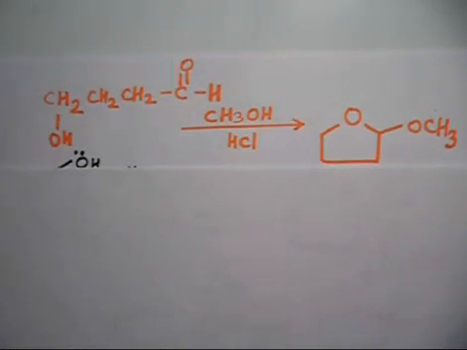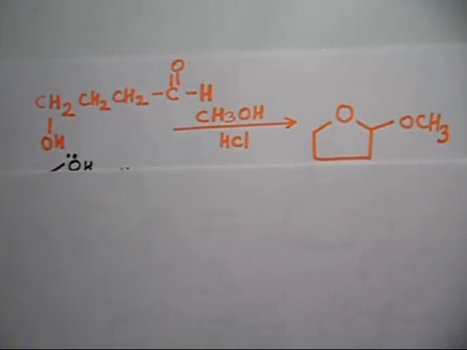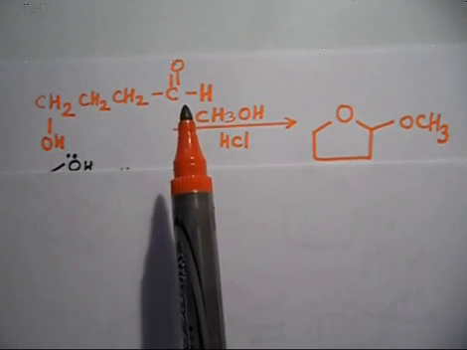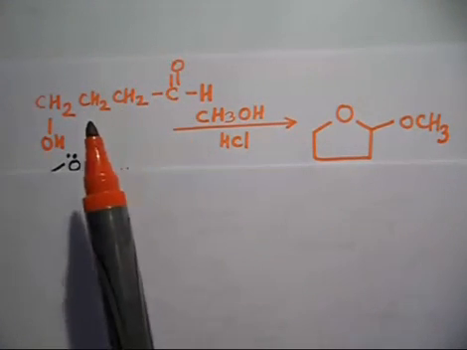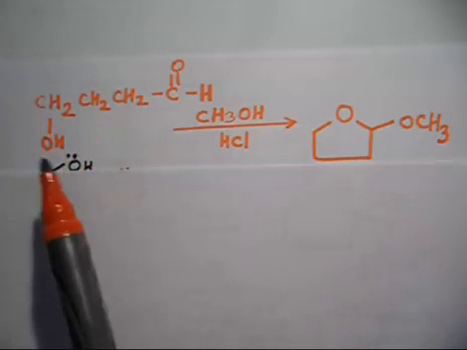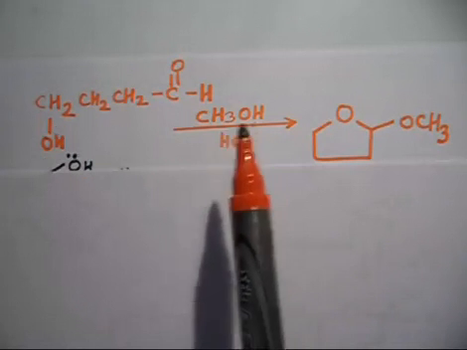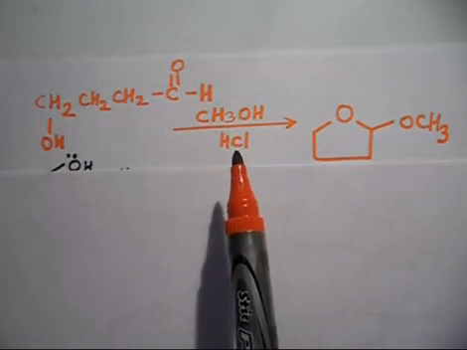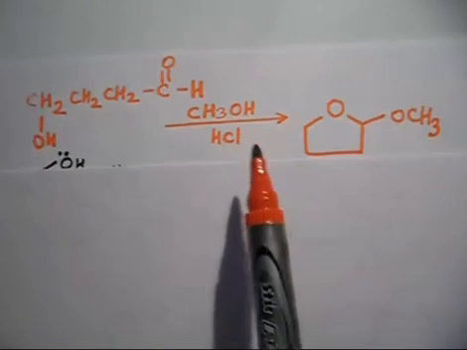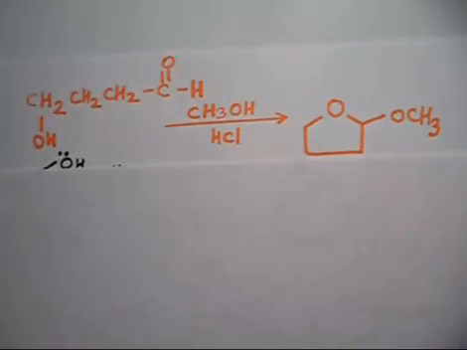Okay, this problem is again from aldehyde and ketone. You see, you have an aldehyde this side, you have CH2, CH2, CH2OH, this side you have an alcohol group. If this compound is treated with CH3OH in the presence of HCl, the product formed is this. Then you have to write down the mechanism for this reaction.